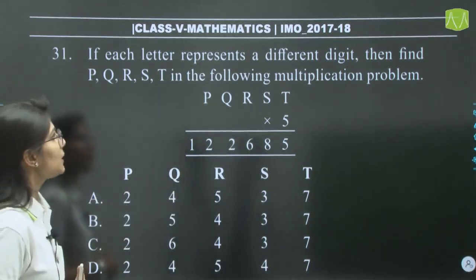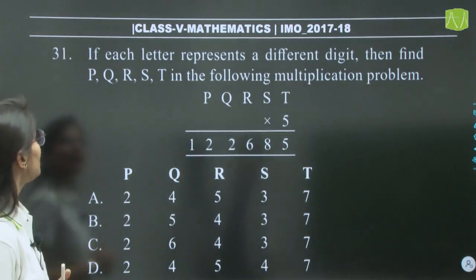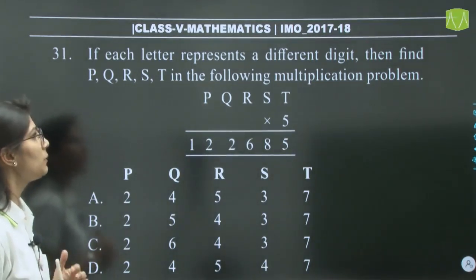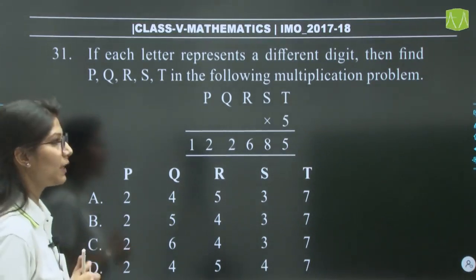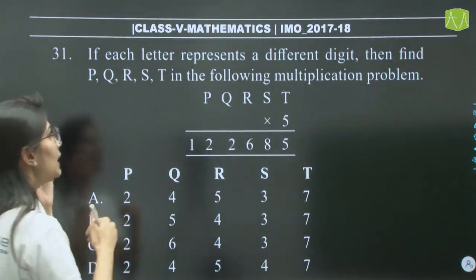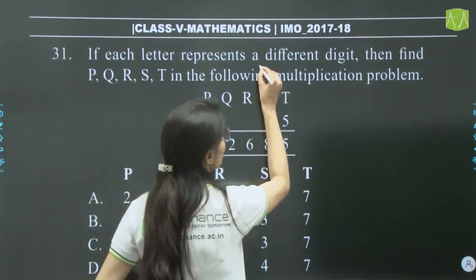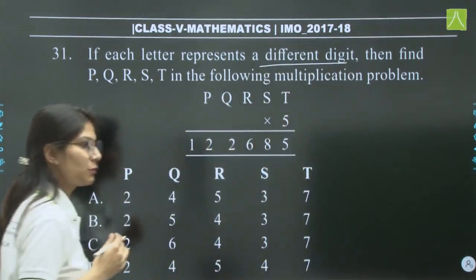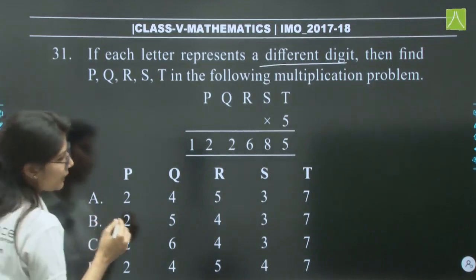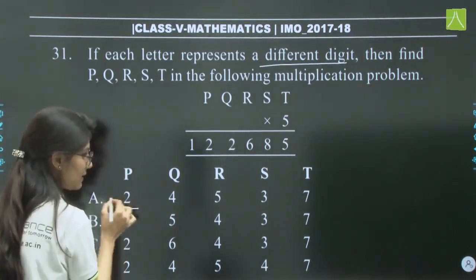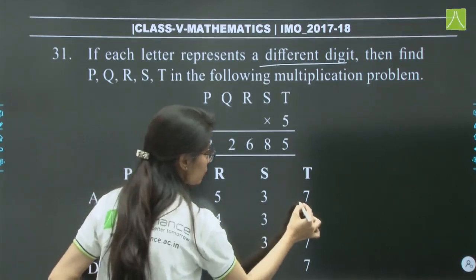If each letter represents a different digit, then find P, Q, R, S, T in the following multiplication problem. So here is a multiplication problem. We need to find out the value of P, Q, R, S, T. And one more thing is given, that all the digits are different, so you cannot take the same digit for different letters. Now if you check the options, the values of T and P are the same in all the options. So it's 2 and 7.